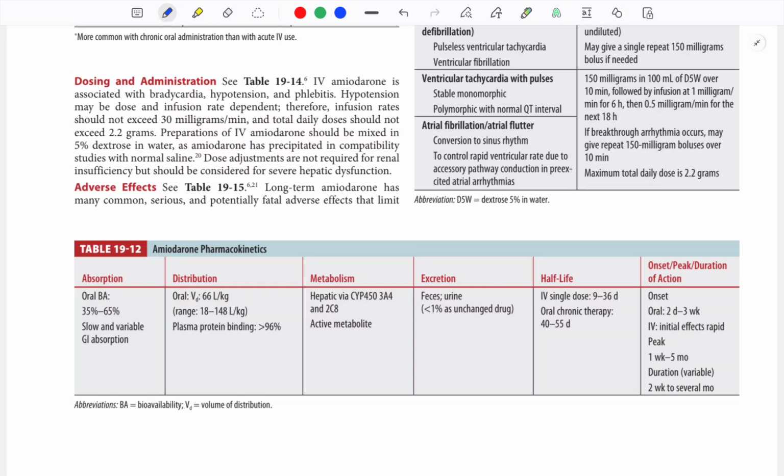Nicardipine is used for the treatment of hypertension and it is contraindicated in patients with aortic stenosis.